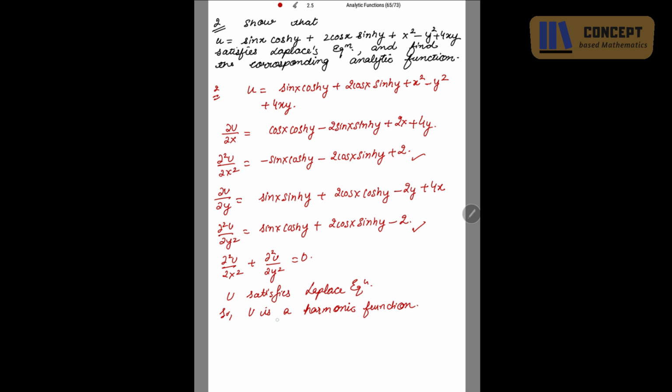Alright. So if u is a harmonic function, then again I should write u is a real part of some analytic function, and let f of z be the required analytic function.